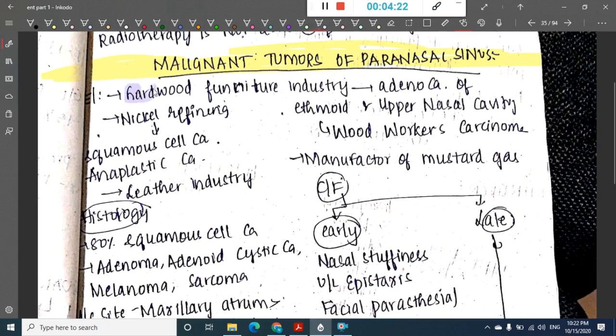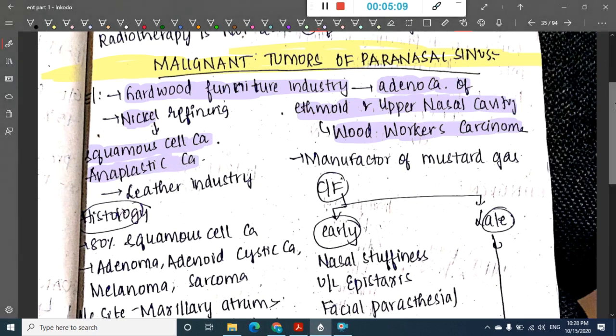Before going into it, what is the etiology of malignant tumors of paranasal sinuses? The hardwood furniture industry predisposes to adenocarcinoma of the ethmoid or upper nasal cavity, which also predisposes to woodworker's carcinoma. The nickel industry predisposes to squamous cell carcinoma and also anaplastic carcinoma.